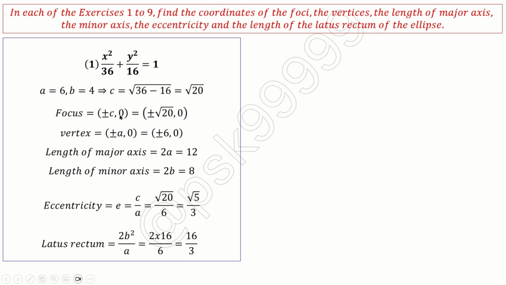Otherwise it will become 0 comma plus or minus c. Okay, so note down, that's the only difference. Rest all everything remains same. Vertex is plus or minus a comma 0, because the major axis is on the x-axis, which is nothing but plus or minus 6 comma 0.